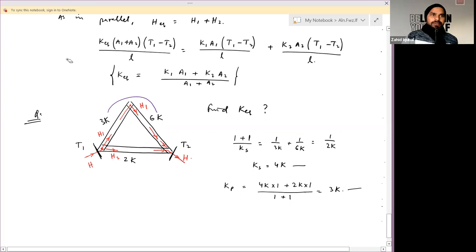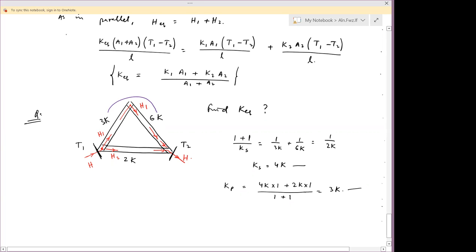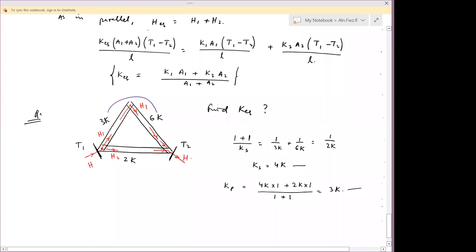Okay, any doubt up to this part? No, sir. So this is all about the conduction part. We have just finished it. In the next class, we'll start with radiation, the last part of this chapter. Okay. Okay, sir. Okay then.